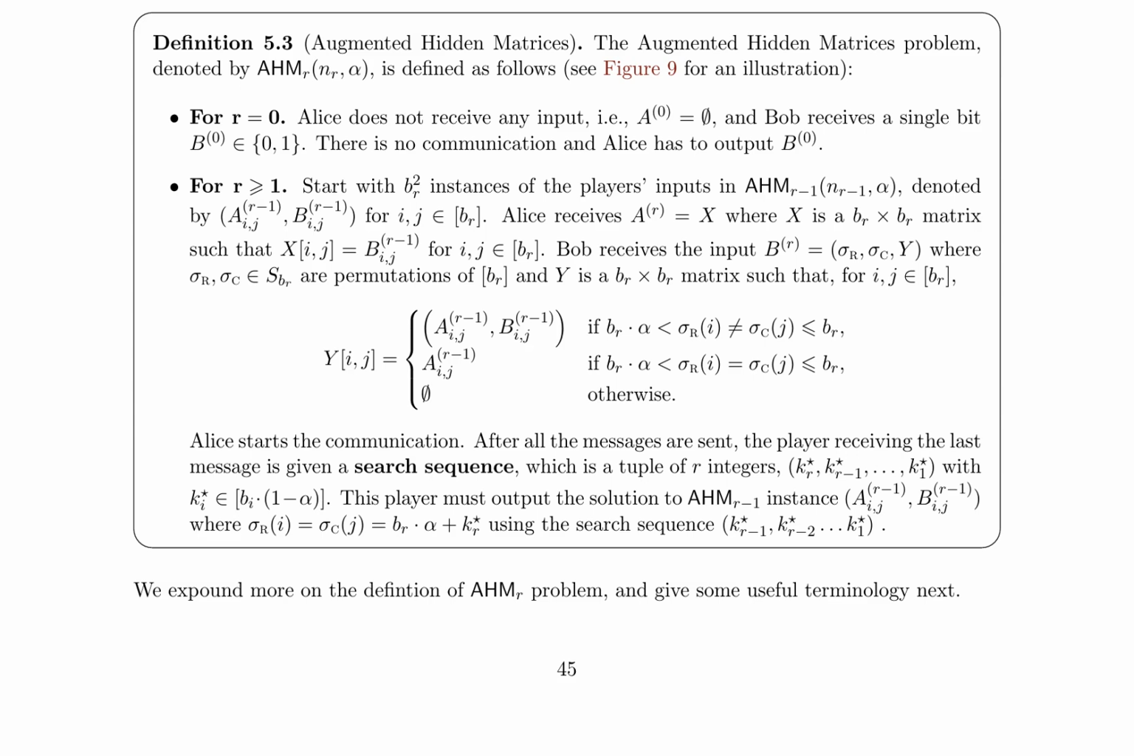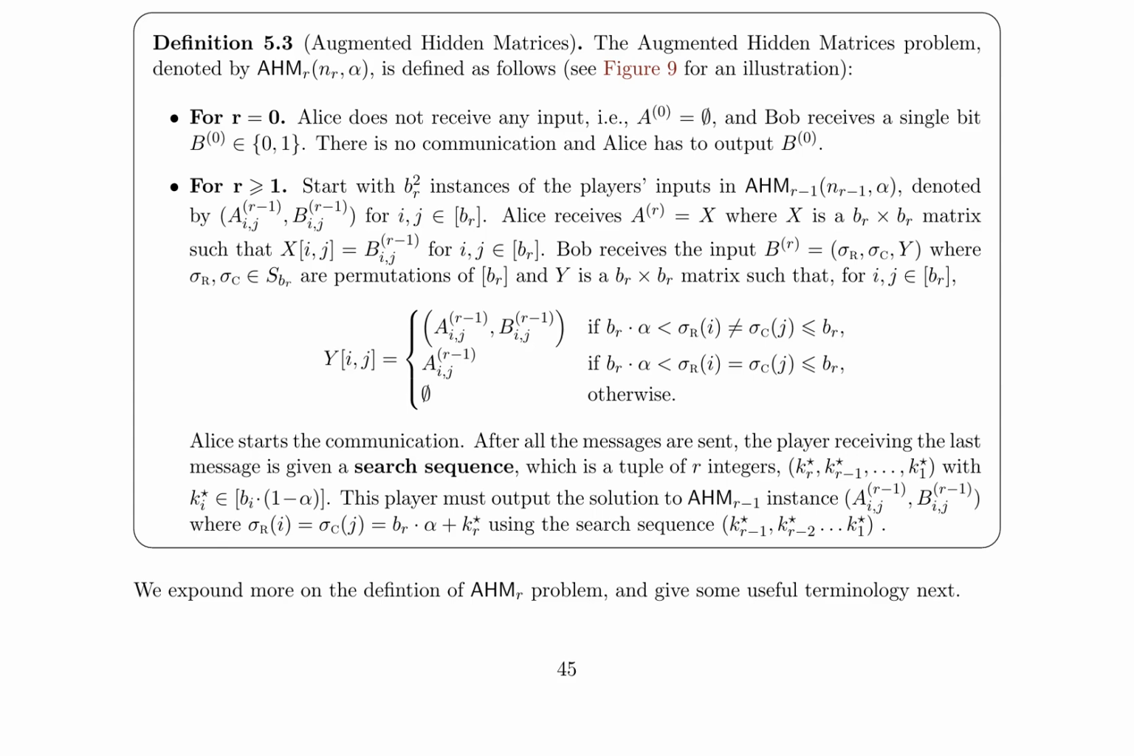Alice receives a b_r times b_r matrix X, where X(i,j) equals B_{r-1,(i,j)}, and Bob receives the input B_r equals (sigma_r, sigma_c, y), where sigma_r and sigma_c, elements of S_{b_r}, are permutations of [b_r], and y is a b_r times b_r matrix.